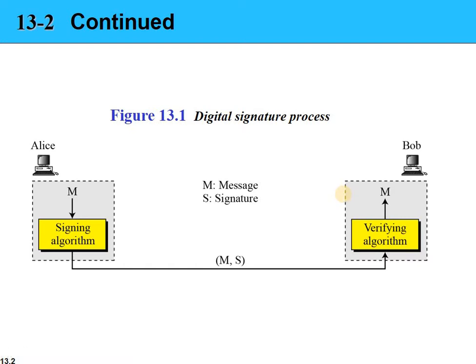First I will cover the basic concepts. Alice, the sender, has to sign a message, and at the receiver side Bob has to verify the message by using the verifying algorithm. In the transmission medium, two things are transmitted. The first one is the message itself without encryption, and the second one is a signature. The signature is created by Alice by applying the signing algorithm. That is the simple phenomenon inside the digital signature process.